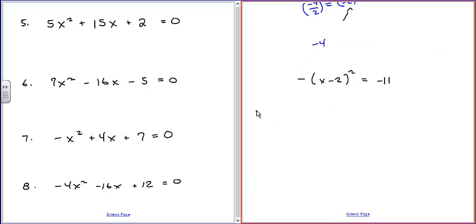Okay, number 8. Factor out -4. So that's going to become x squared. -4 divided by -4 is 1. And -16 divided by -4 is +4. Leave a space. Move the constant to the other side and make sure you change the sign.